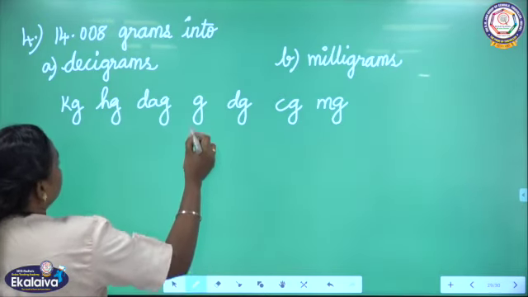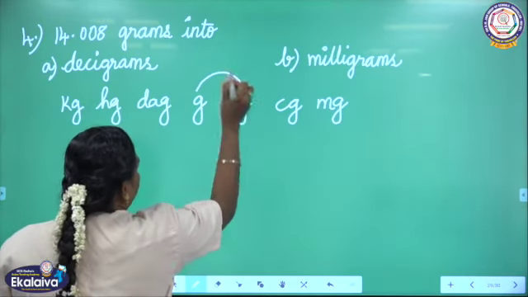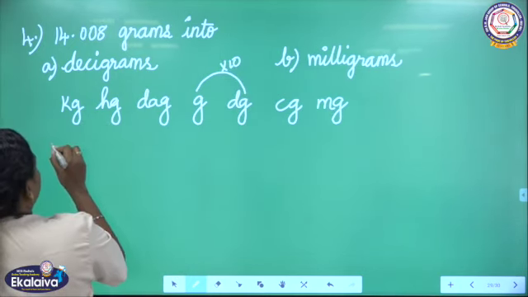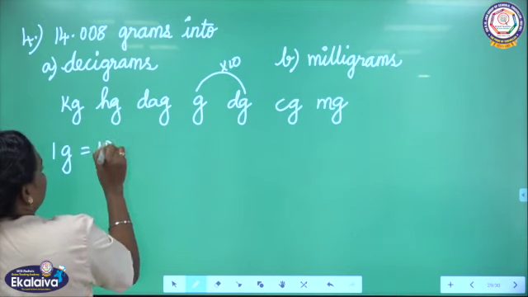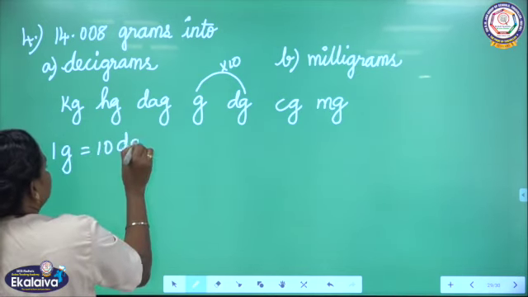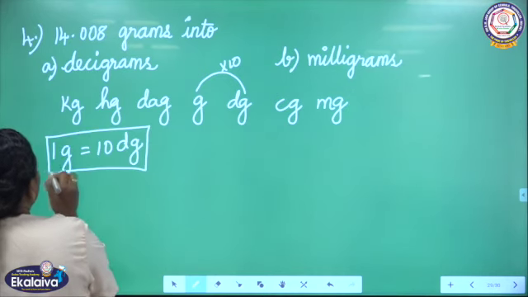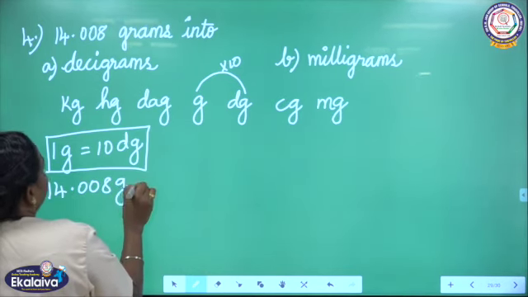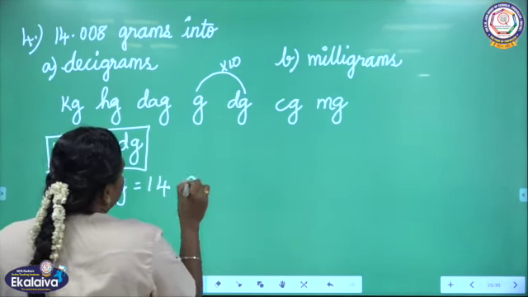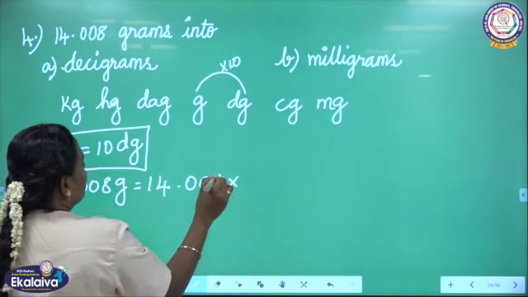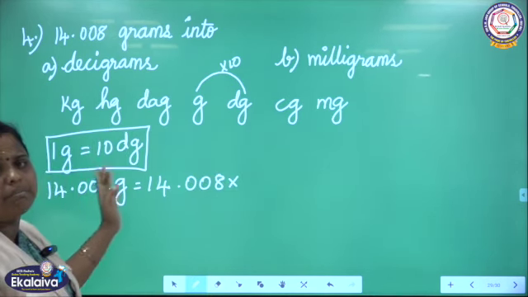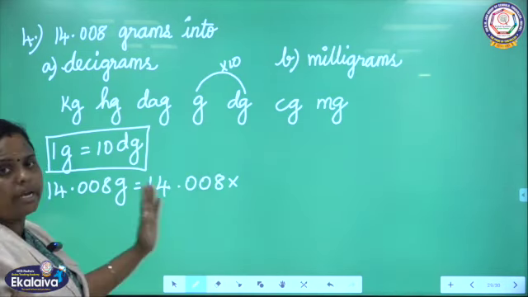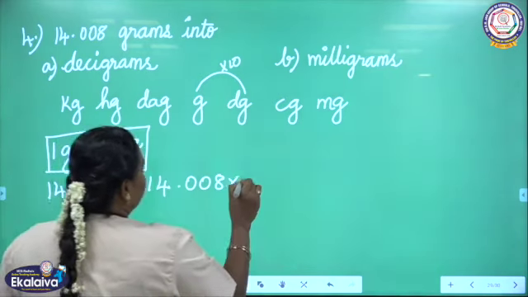14.008 gram, gram into decigram. 1 gram equal to how many decigrams? 1 gram equal to 10 decigrams. So 14.008 gram equal to, what we are going to do? We are going to multiply by 10 because 1 gram equal to 10 decigram. So 14.008 gram multiplied by 10.